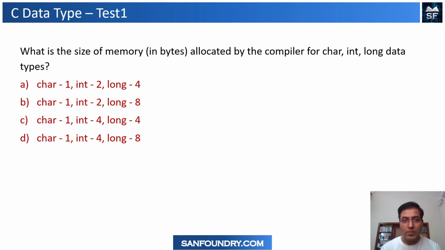Before you start answering this question, I would request you to have a piece of paper and a pen with you and try making notes. You can also pause the video for some time before you arrive at an answer. So you can pause and then resume. In this question, we are asking for the size of memory in bytes which is allocated by the compiler. There are four choices, A, B, C, D. This is a slightly tricky question, so let's look into the answer.